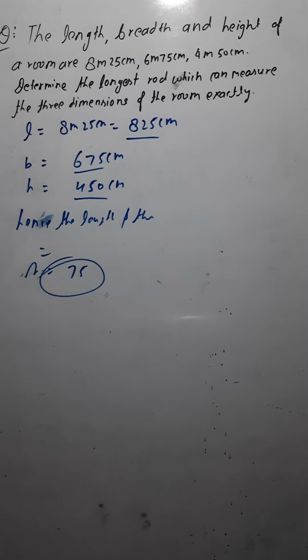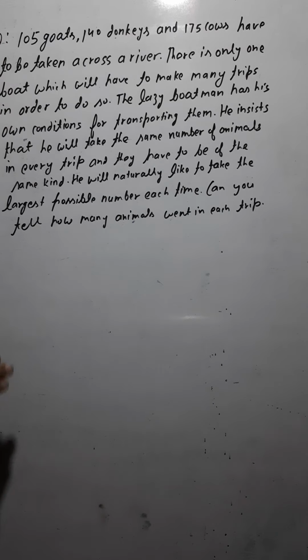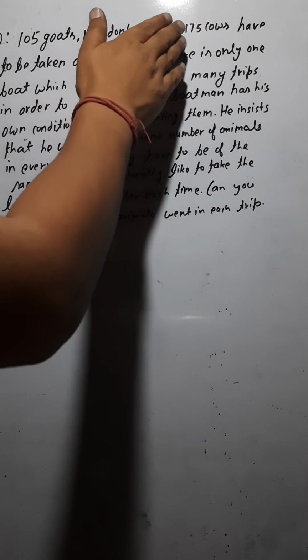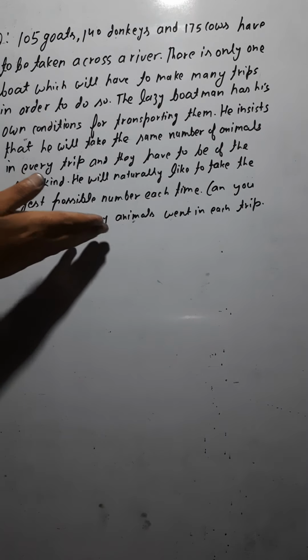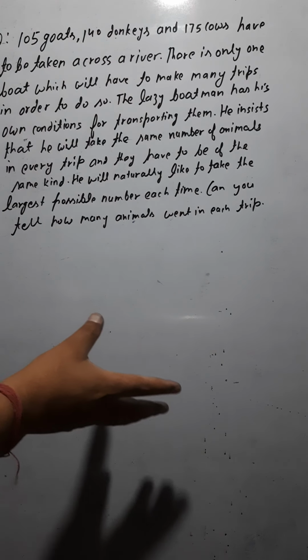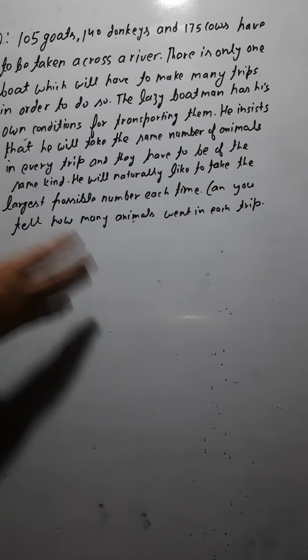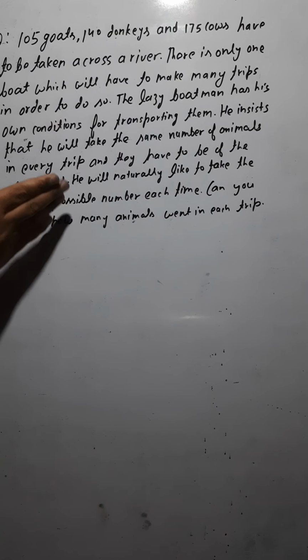So here's the next question before you. The question is: 105 goats, 140 donkeys and 175 cows have to be taken across a river. You have a river here, and across the river you have to take these animals. There is only one boat which will have to make many trips. With the help of that one boat you have to carry all these animals across the river.